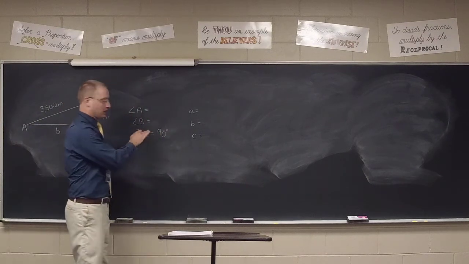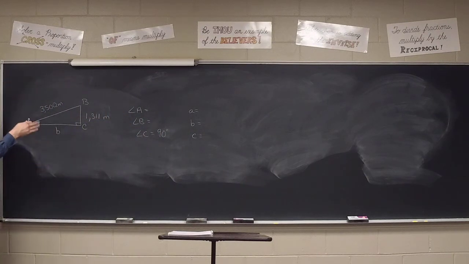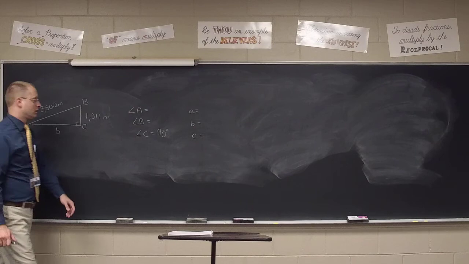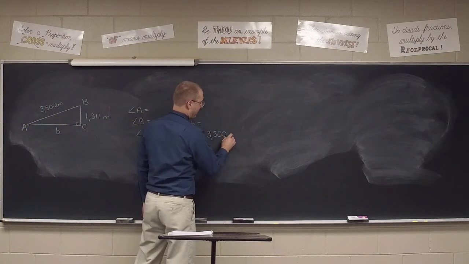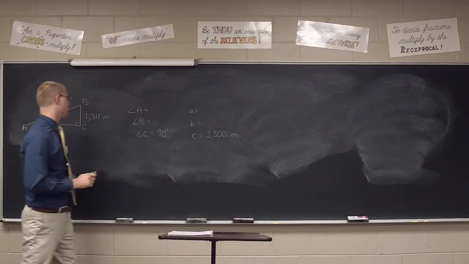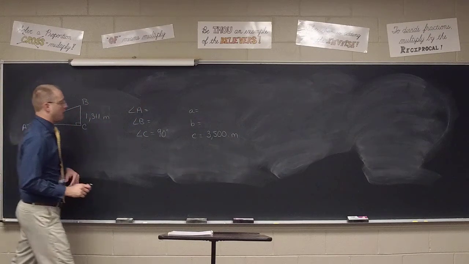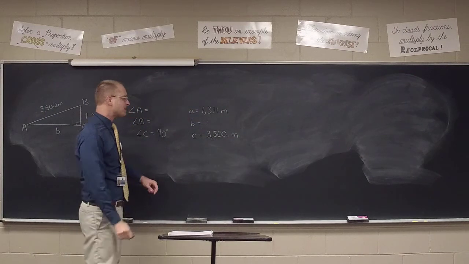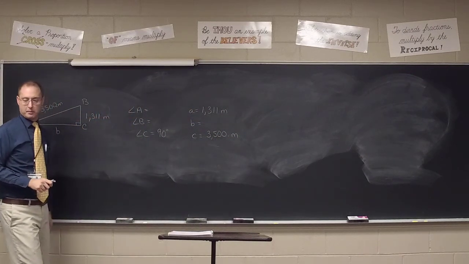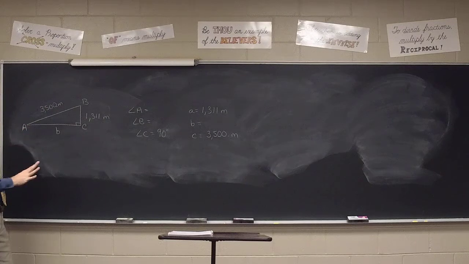Now, that's infinitely 90 degrees, right? There's no sig figs to that because it's a right angle, infinitely 90. We also know side C is 3,500 meters, and we know side A, 1,311 meters. So how many sig figs are we looking at in this particular problem, class? 4. They're wanting 4 significant figures here.